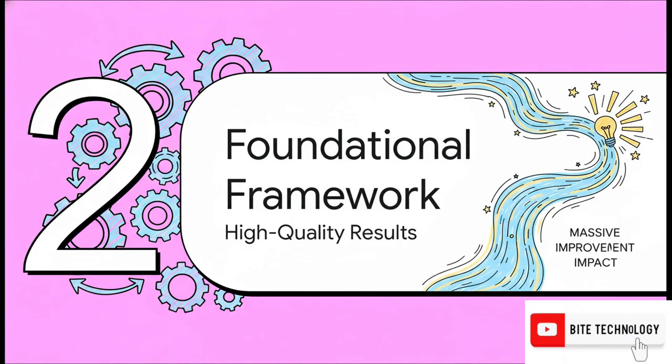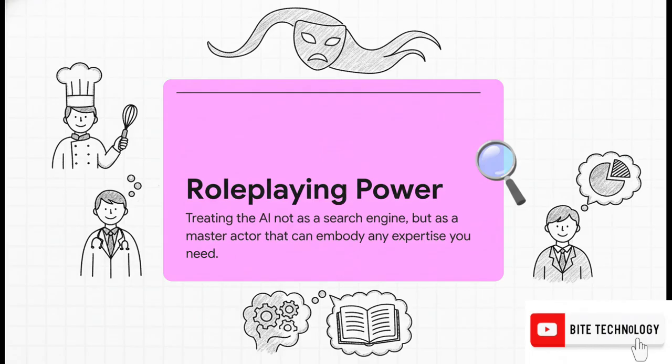All right, so where do we even start? We start with a really solid foundational framework. Think of these as the building blocks, the core techniques that are going to instantly level up your AI game and give you a huge, massive leap in quality. First up is something I call role-playing power.